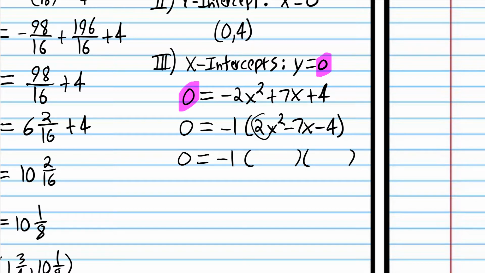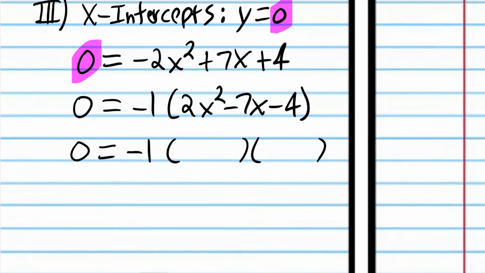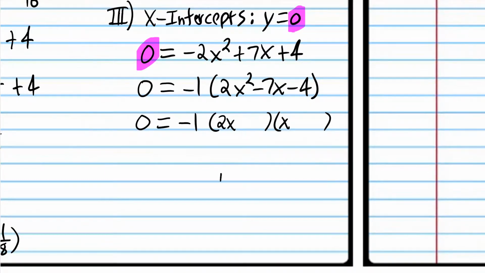So what two numbers multiply to 2? Again, in the previous class, we asked what two numbers multiply to 4 and add up to -7. That's not going to work because we have this coefficient here. So now we have to ask what two numbers multiply to 2, and obviously that's just 2 and 1. And what two numbers multiply to negative 4? Now there are two options for negative 4. It could be 1 times 4, or it could be 2 times 2. We don't know.